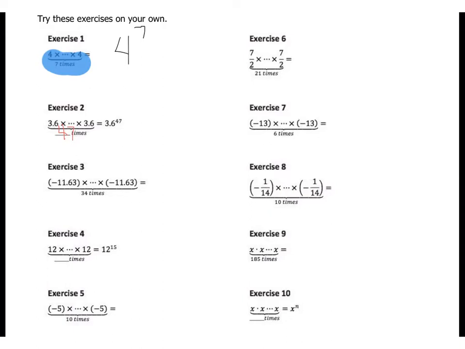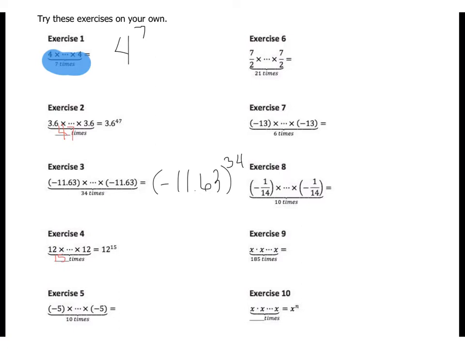Exercise 3, negative 11.63 times dot dot dot times negative 11.63. This is multiplied by itself 34 times. What you do need to remember is that that negative 11.63, since it is negative, it needs to go in that parentheses, and it's multiplied by itself 34 times. Exercise 4 is 12 times itself. How many times to become 12 to the 15th power? So that is 12 times itself 15 times.